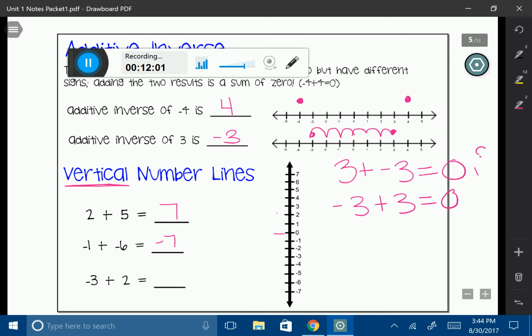Okay, negative 3 plus 2. Home base, I'm going to go down to negative 3. And I'm going to add 2 this time. Different signs. Notice in the first two, these were the same signs. The third one, different signs. If there's a different sign, you have to turn the arrow around. So I'm going to go the other way now, and I'm going to go up 2. That's going to land me at negative 1.